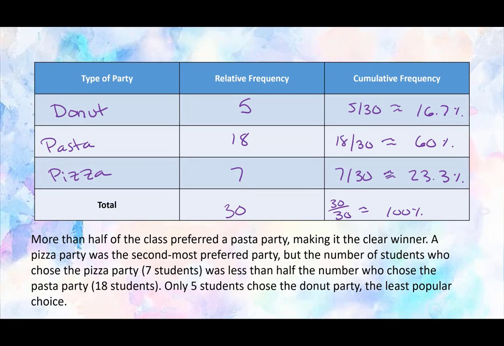Here on this graph, you can see that I tried to organize it just a little bit better so you guys could see it at home. What does this tell us about what we're looking at? It means that more than half of the class preferred a pasta party, making it the clear winner. A pizza party was the second most preferred, but the number of students who chose it, 7 students, was less than half of the number who chose the pasta party at 18 students. And again, only 5 students chose the donut party, which was the least popular choice.